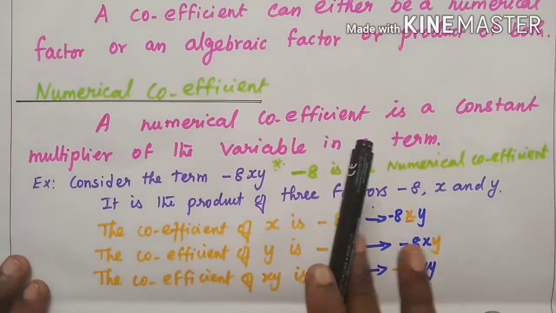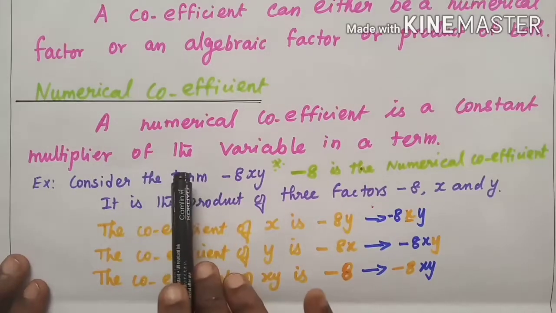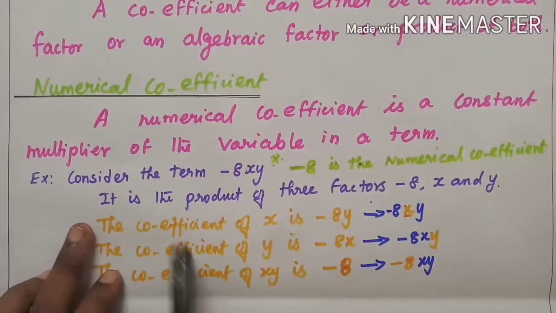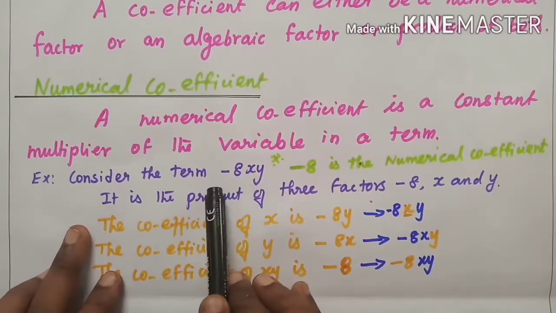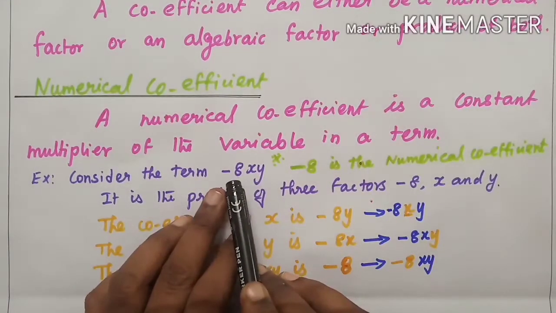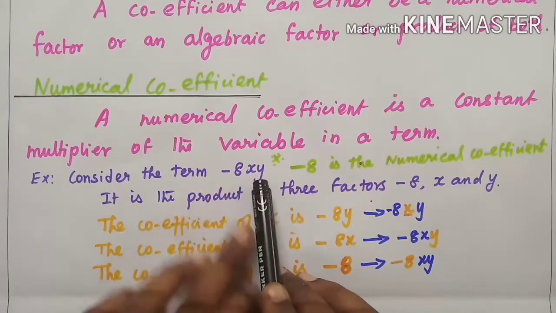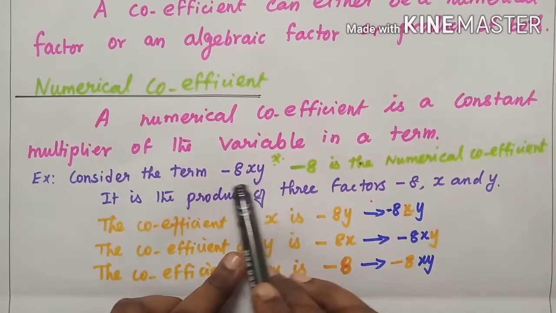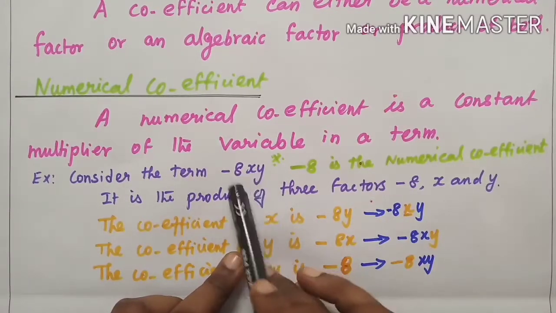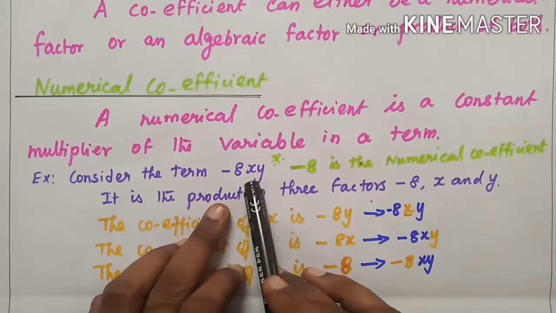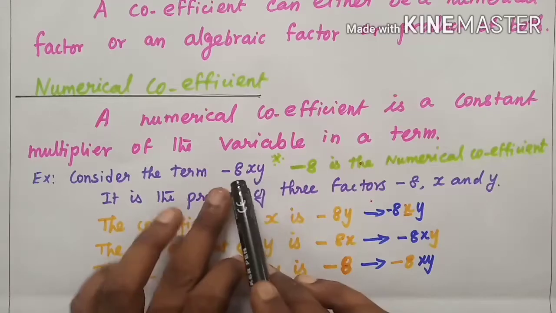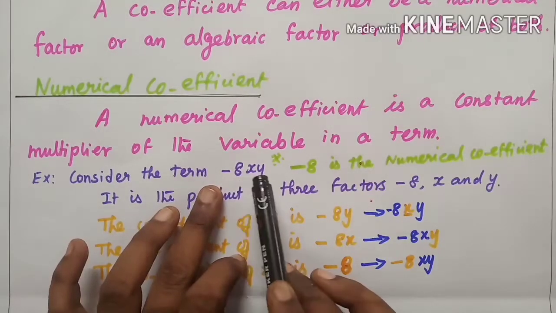Except that variable, what number is that? That is called a numerical coefficient. Here, consider the term minus 8xy. Here, minus 8, x and y. These three factors. Product of three factors. This term contains three factors. This is a term, one term, monomial expression. Here we have three factors. This contains three factors, that is minus 8, x and y.